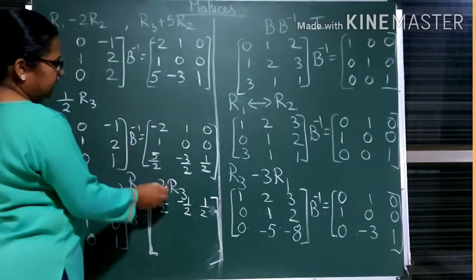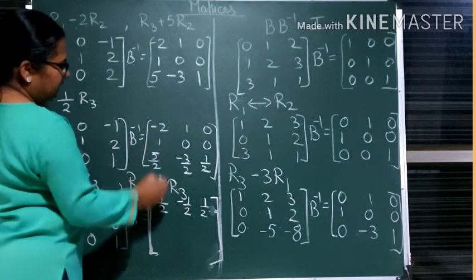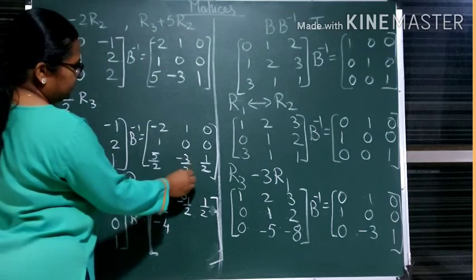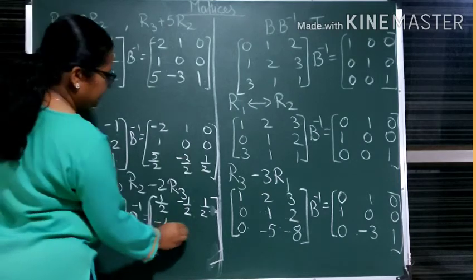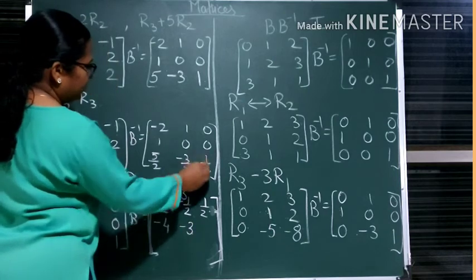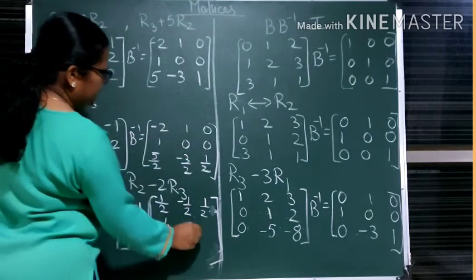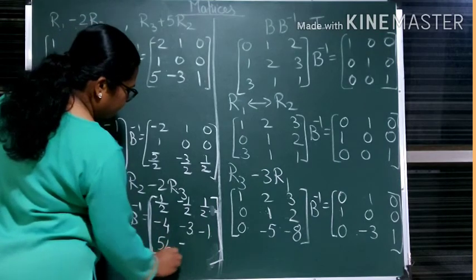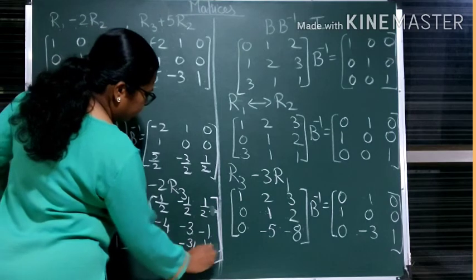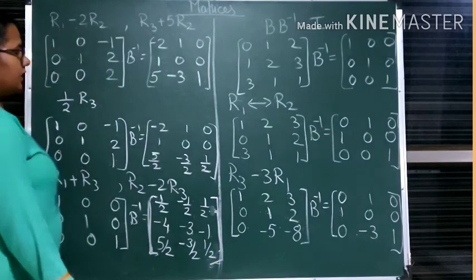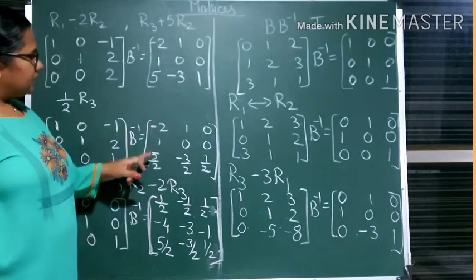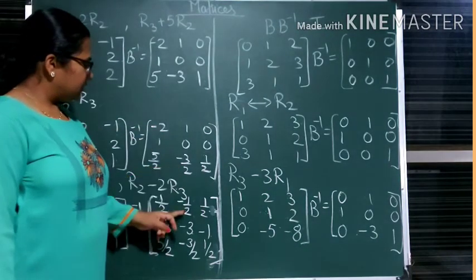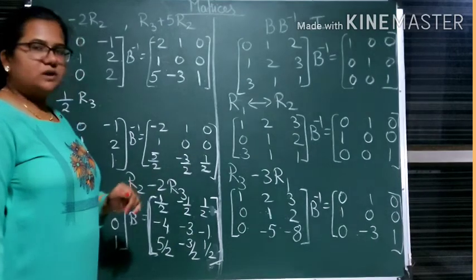Now R2 minus 2 into R3. So 1 minus 2 into 5 by 2 is 5 and 1 minus 5 is minus 4. Then 2 into minus 3 by 2 is minus 3. 0 minus 3 is minus 3. Then 2 into 1 by 2 is 1 and 0 minus 1 is minus 1. 5 by 2, minus 3 by 2 and 1 by 2. So you can see here these two elements you have to add. So minus 2 plus 5 by 2 you get 1 by 2. 1 minus 3 by 2 is minus 1 by 2 and 0 plus 1 by 2 is 1 by 2.